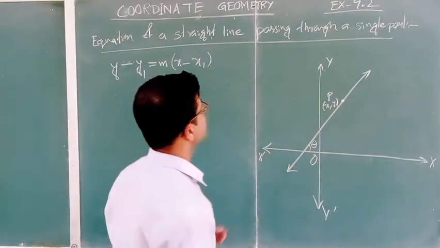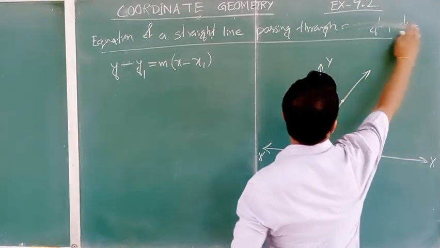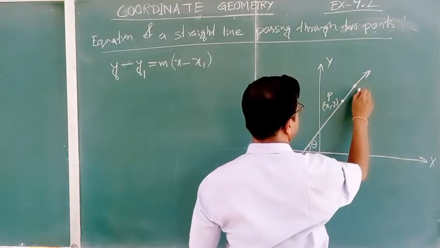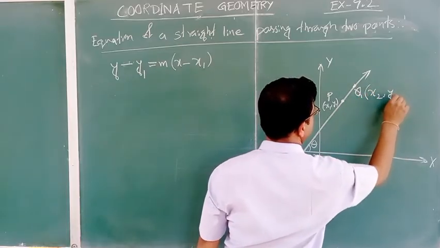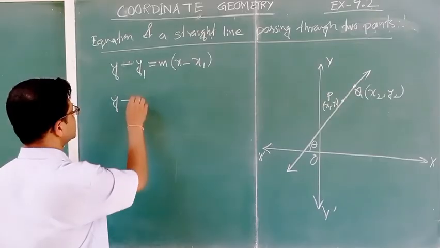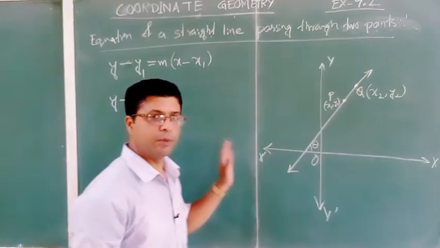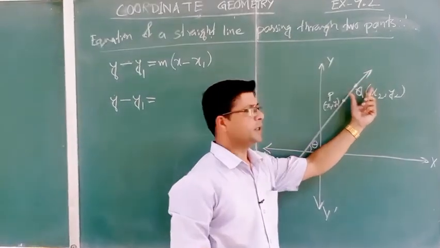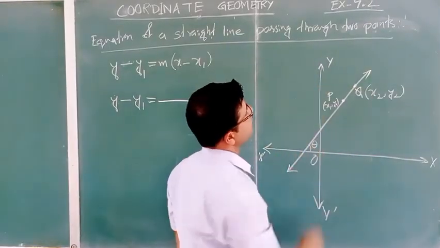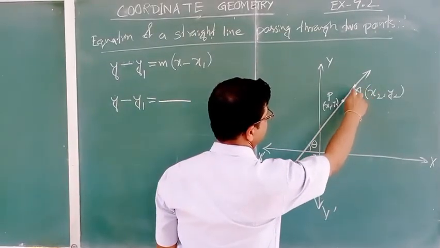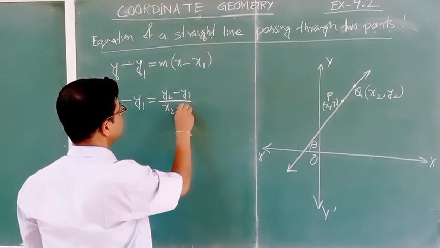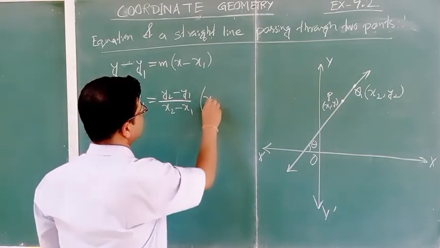Now another case is the equation of a straight line passing through 2 points. Suppose there is another point Q, its coordinates are x2 y2. In a similar manner the equation of the straight line is y minus y1 is equal to m, where m is the slope or gradient of the straight line. If the coordinates of 2 points are known, we can easily find the gradient or the slope. As we have already done in exercise 9.1, the slope of this line is given by y2 minus y1 divided by x2 minus x1, times x minus x1.